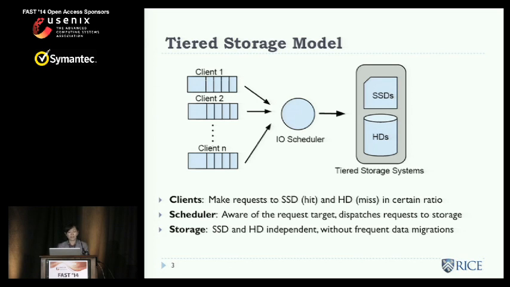The scheduler dispatches the requests from all clients to the storage array. The scheduler is aware of the target device of a request, whether the request goes to disk or SSD. It contains two modules. One module monitors the hit ratio of each client and periodically recomputes the weights of clients based on our bottleneck-aware allocation algorithm. The second module is used to dispatch requests to the storage array based on the relative weights.